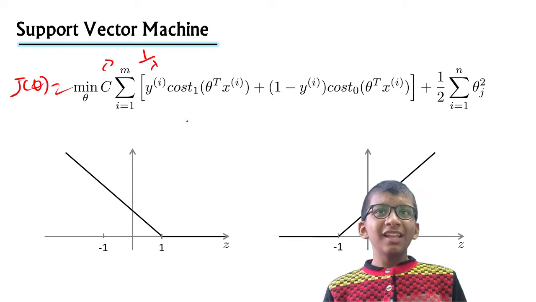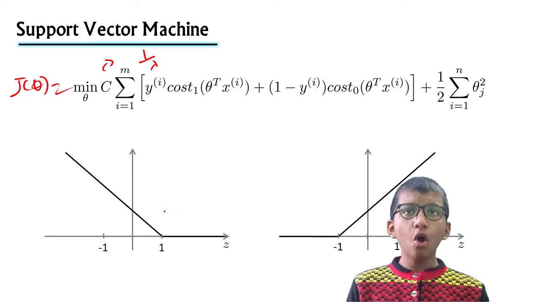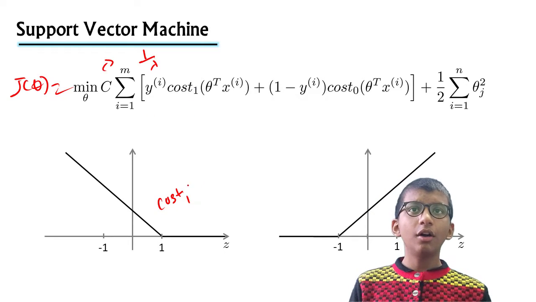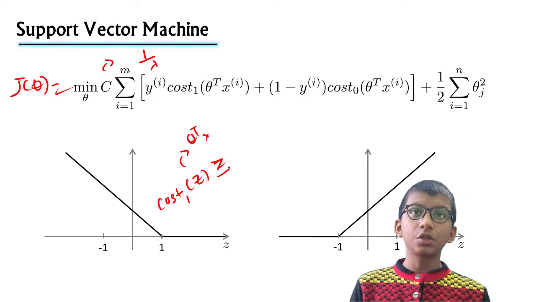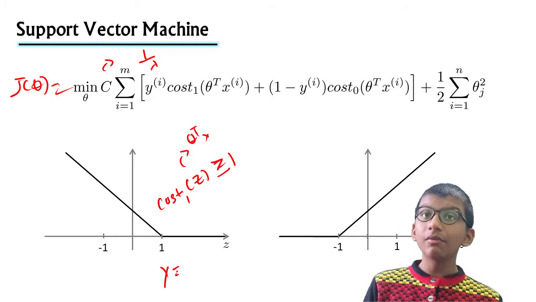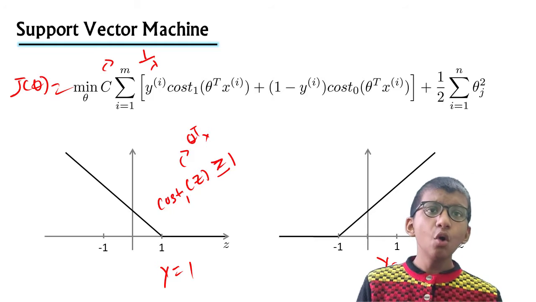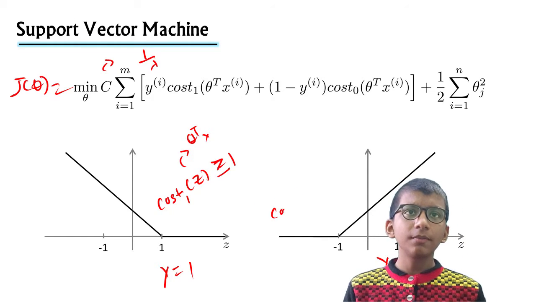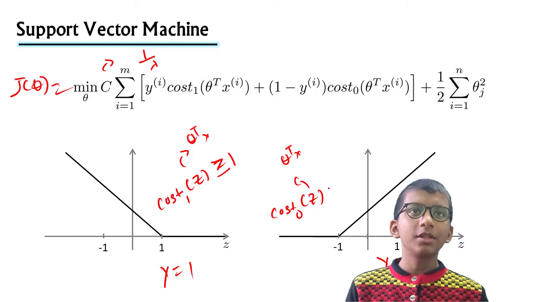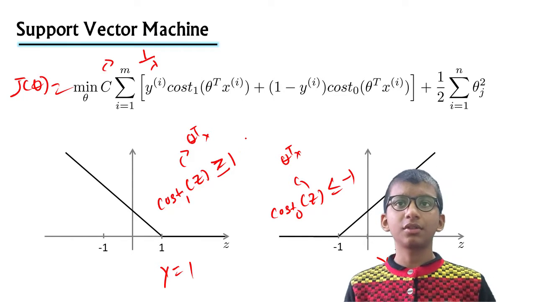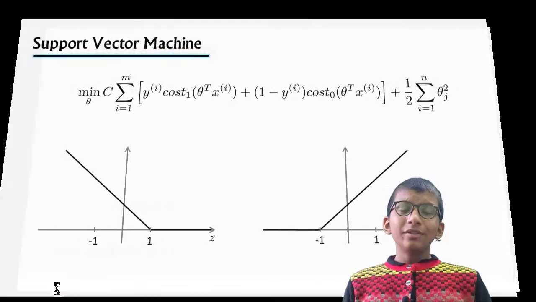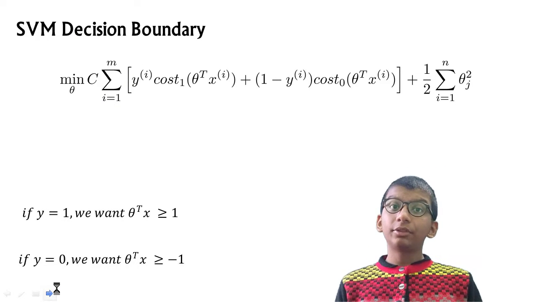In this, we want cost 1 of z, where z is theta transpose x, to be greater than or equal to 1 where y equals 1, and where y equals 0 we want cost 0 of z, where z is theta transpose x, to be smaller than or equal to -1. We are not taking 0 because we want more accurate predictions. So that was the quick recapitulation of my previous video.